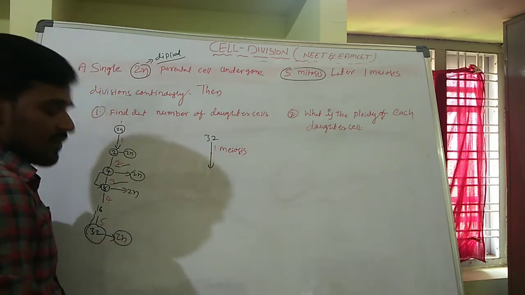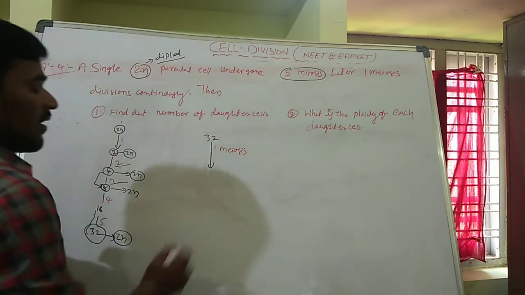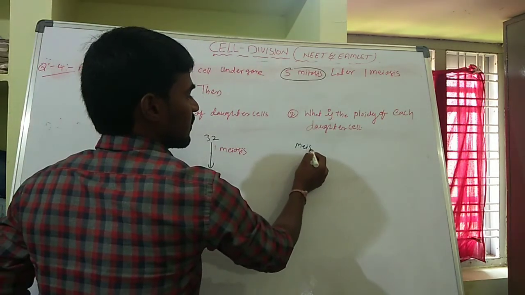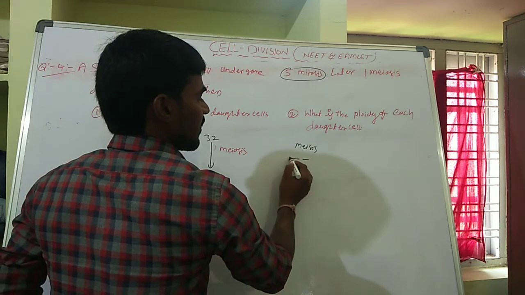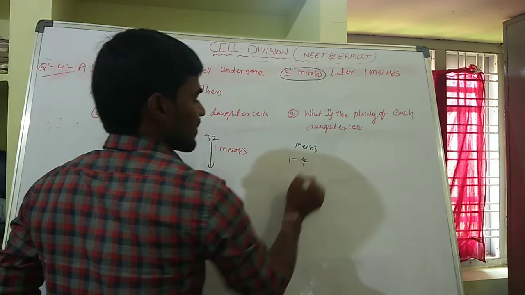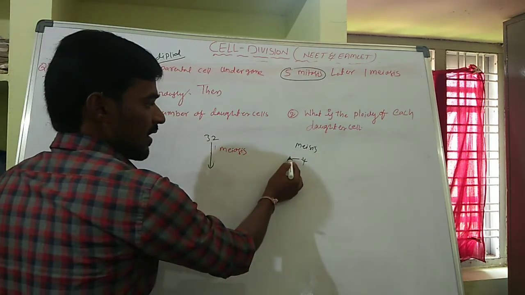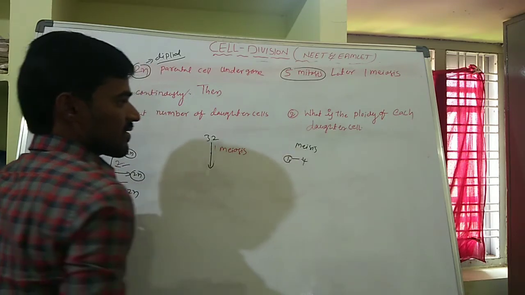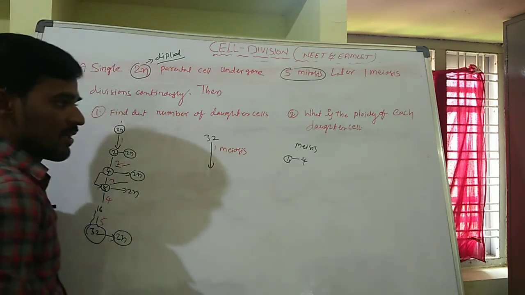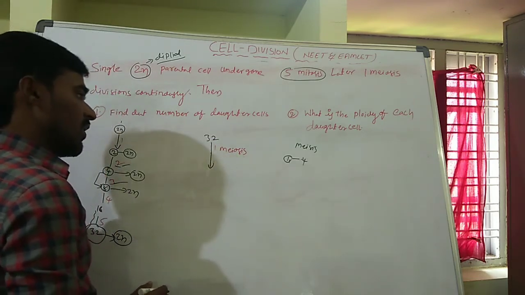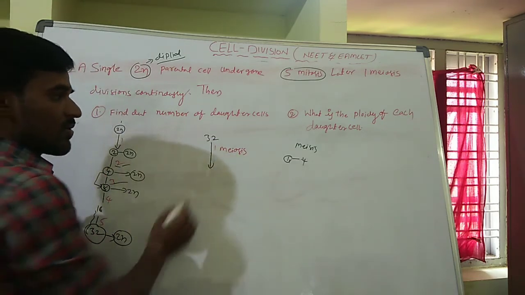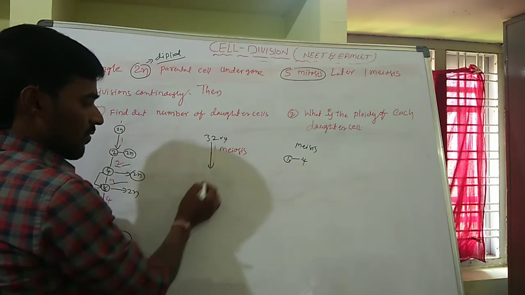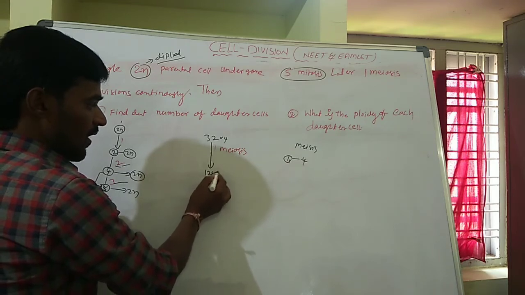In meiosis, here also we have to recall one thing. In meiosis, the single cell gives 4 daughter cells. The single cell gives 4 daughter cells during the meiosis division. Here, how many cells? 32 cells. So 32 cells give how many cells here? 32 into 4. 128 cells here.